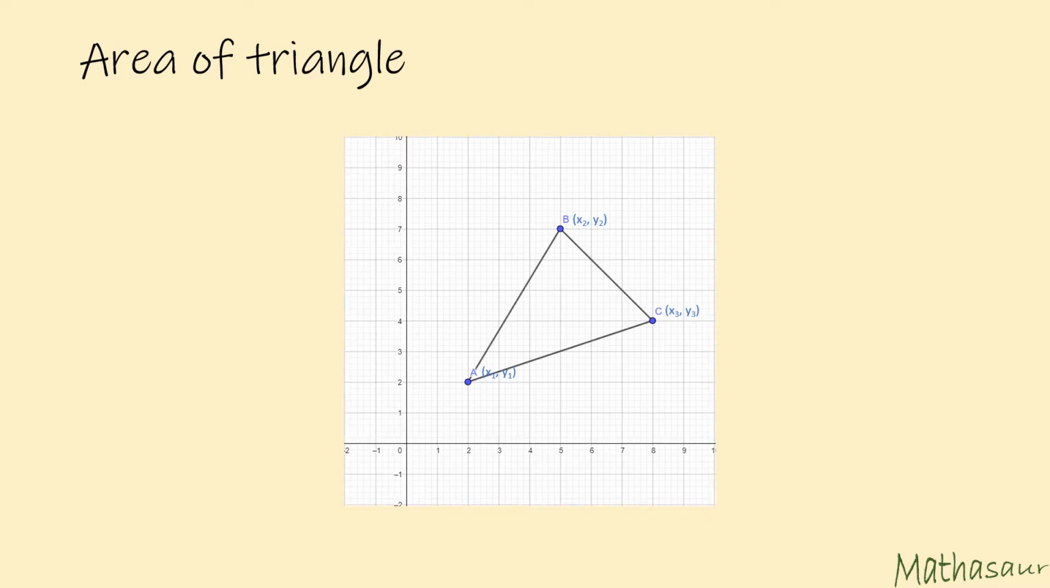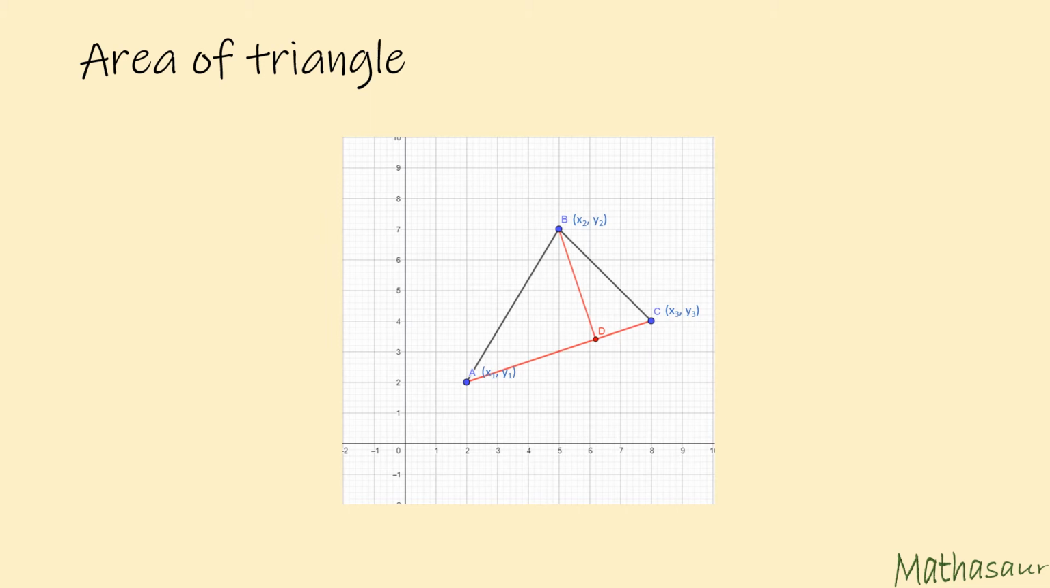So triangle ABC, we know from geometry that area of a triangle is half times its base times height. Let us say that AC was the base and we dropped perpendicular BD onto it. Then although we could find the segment AC using distance formula, there is no way to find segment BD because the coordinates of point D are unknown. So we have to find some other way to find the area of this triangle ABC.